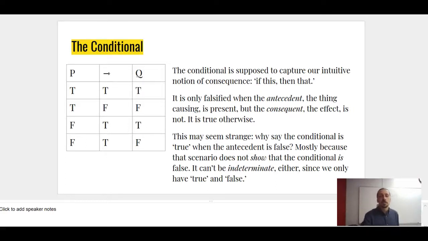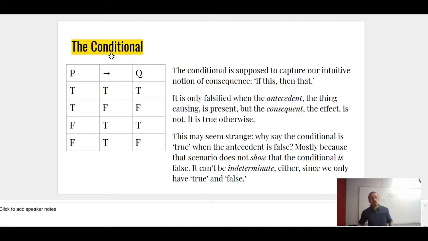The input here is two things, the left-hand side and the right-hand side, and it's going to be true, true, true. So when both sides are true, the if itself is true. But it's false under one circumstance, when true, false, false. Now it's supposed to capture our intuitive notion of consequence, of if this, then that. And it's only going to be falsified in one case, when the antecedent, the thing causing, is present, but the consequent, the effect, is absent. And it's going to be true otherwise.